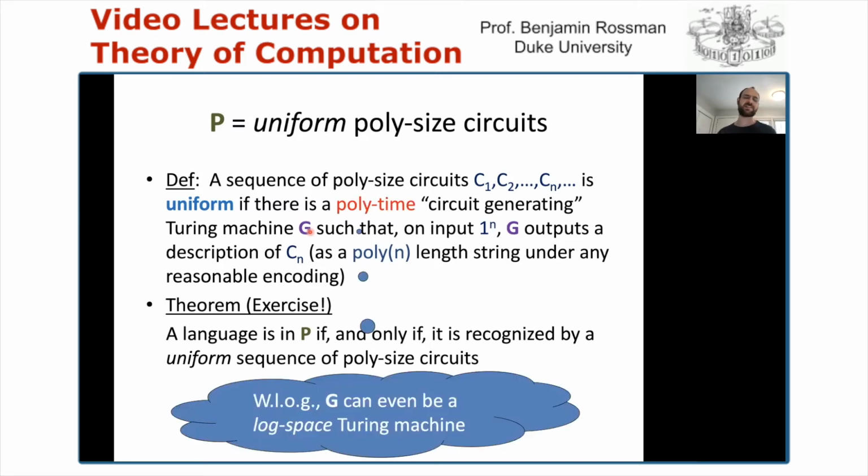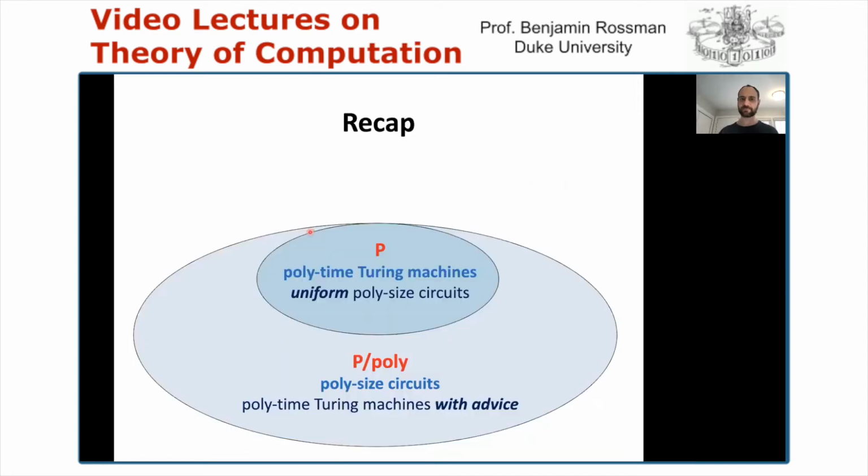And just to mention that there are even weaker notions of uniformity, which lead to an equivalent definition of P. You can even take G to be a log space Turing machine. So this is known as log space uniformity. Okay, so to recap, we've now seen definitions of both P and P/poly in terms of Turing machines and circuits. And we've seen that P is a subclass of P/poly.